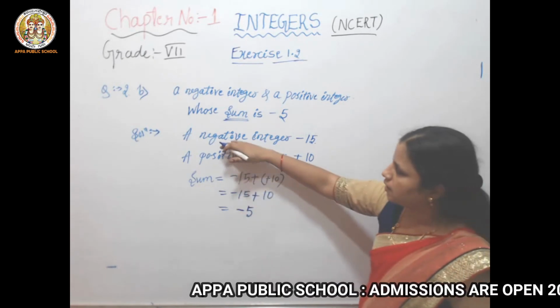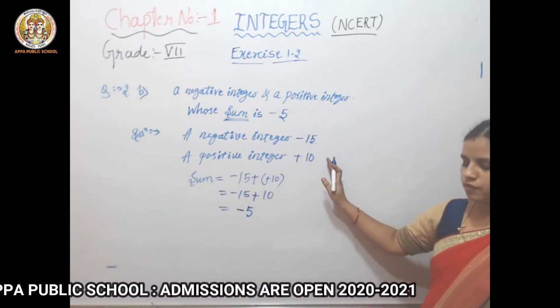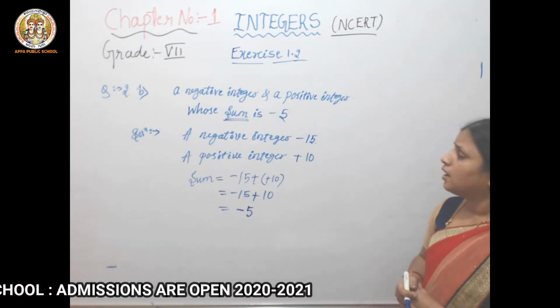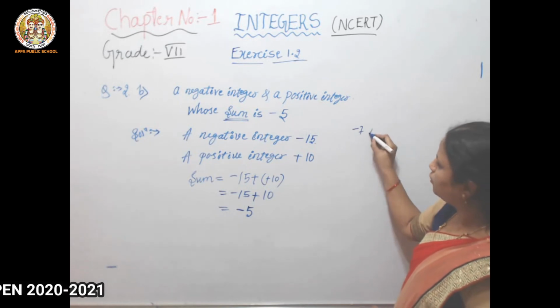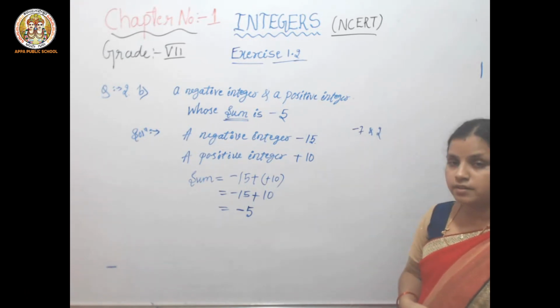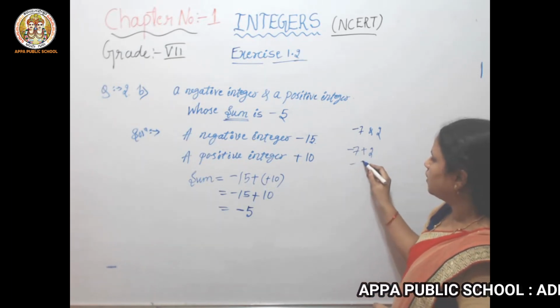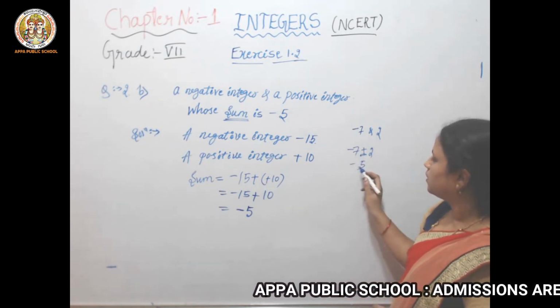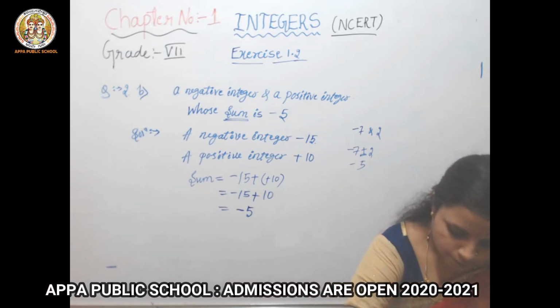I am taking here a negative integer as minus 15 and a positive integer as plus 10. You can take other numbers also. So for example, minus 7 and 2. Is it? Minus 7 plus 2. It is minus 5 because it is a sum. This is regarding the B one.